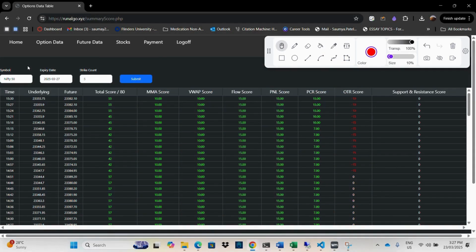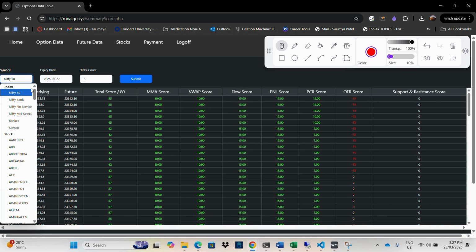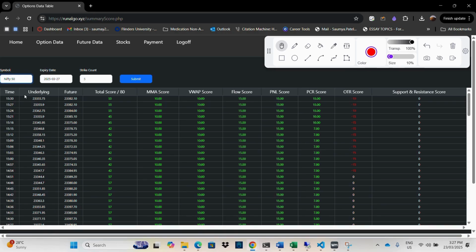So there are these three fields at the top where you'd input your info. First up is symbol, which is pretty straightforward. You enter the index you want to track. In the video, they're using the Nifty 50 as the example. Okay, so you're defining your market right from the start.